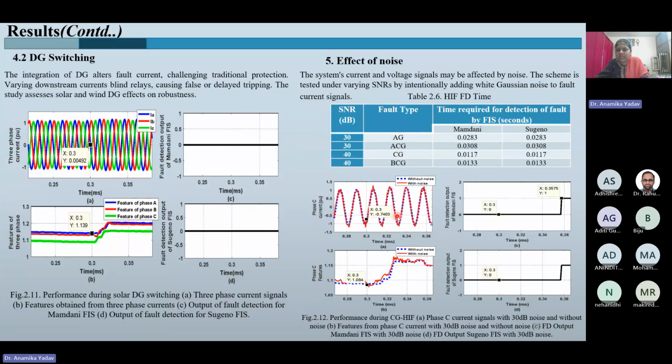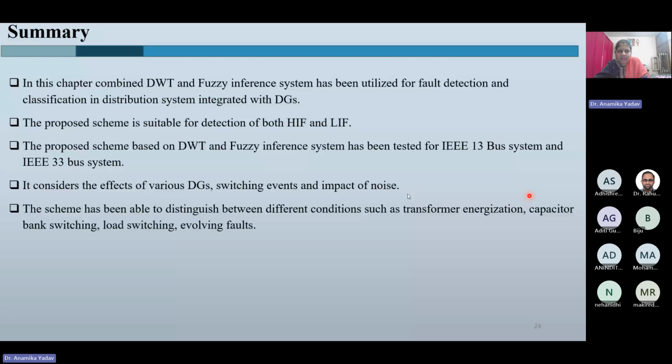So to check that, we have inserted 30 dB noise in the phase current signals and checked the performance of the scheme with and without noise. So it is correctly able to detect the presence of fault. So in this chapter, we have designed a combined discrete wavelet transform and fuzzy inference based system for fault detection and classification in a distribution system which is integrated with DG. And both high impedance and low impedance faults have been discussed. The system that is used to test is the IEEE 13 bus system.